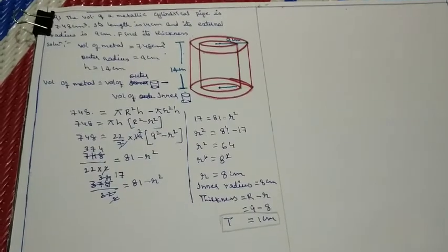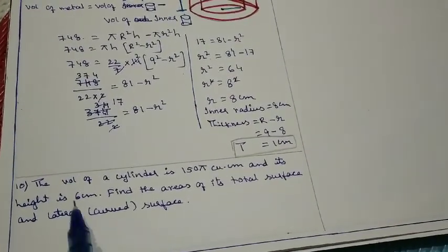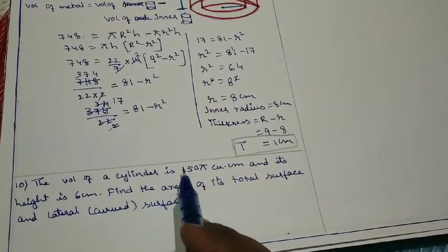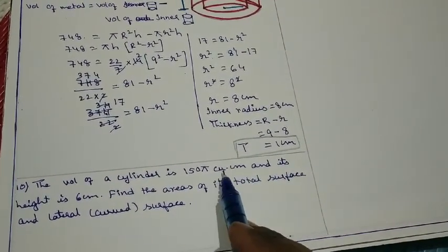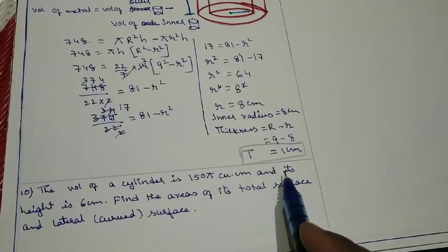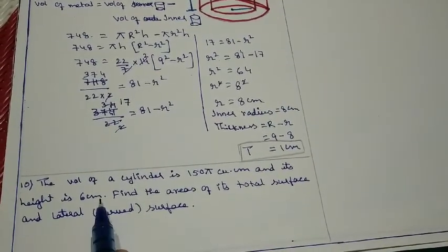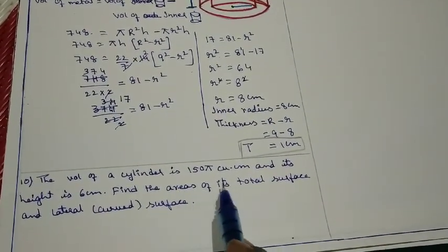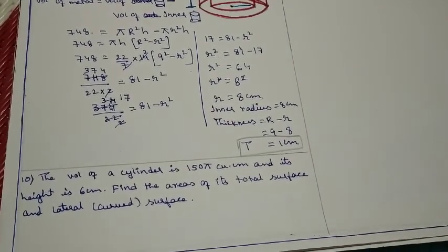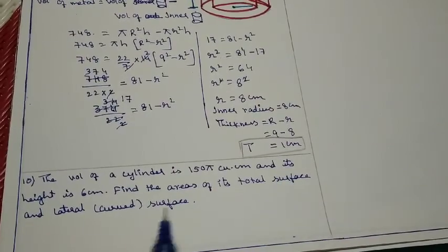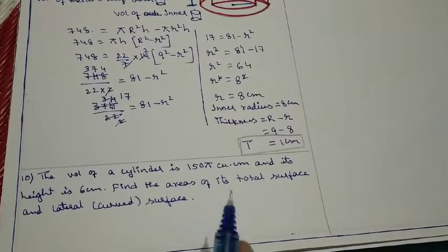Now I'll move to the 10th question. The volume of a cylinder is 150 pi cubic centimeter. Cu stands for cubic centimeter. And its height is 6 centimeter. Find the areas of its total surface and lateral surface area. You need to find the CSA of the cylinder and the TSA of the cylinder.